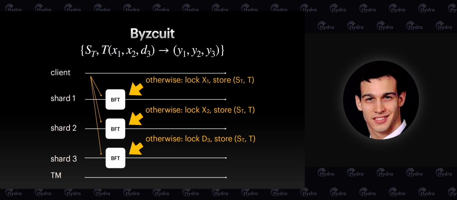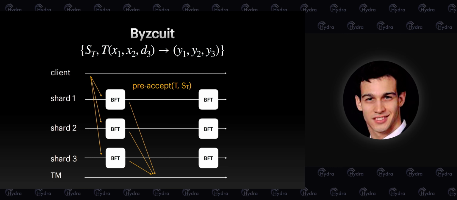Otherwise, we lock the object, store the tuple (s_t, t), so the sequence number and the transaction, so we lock the transaction for a specific sequence number, and this will act as a session identifier for the protocol. Then we emit pre-accept, and here we use a hybrid approach from Atomix, where we're channeling the message through the clients, and S-BAC, where we're simply broadcasting the message to all the other shards. What we do here is that we send the pre-accept messages to a specific party called the transaction manager, and I'll tell you more about it in a second.